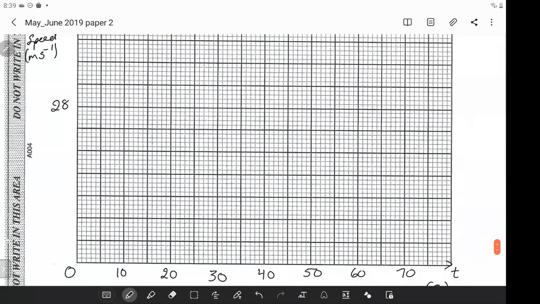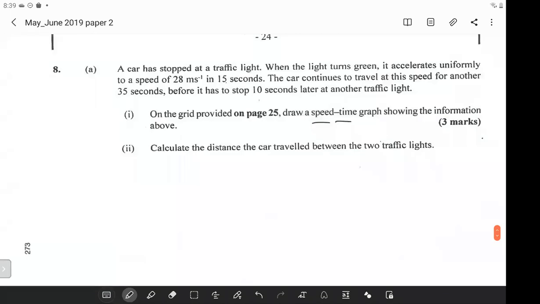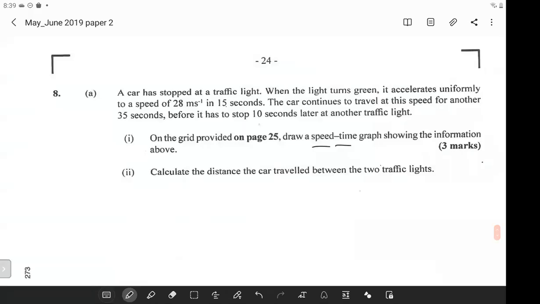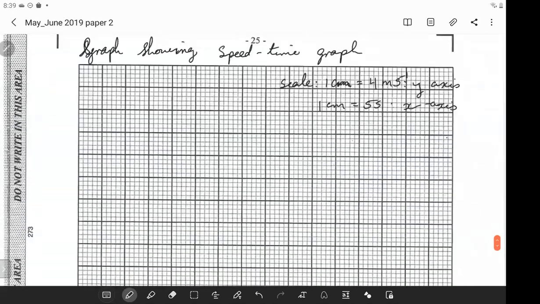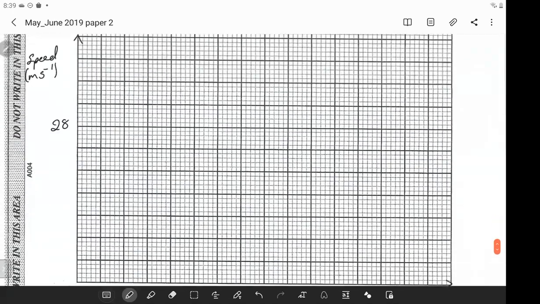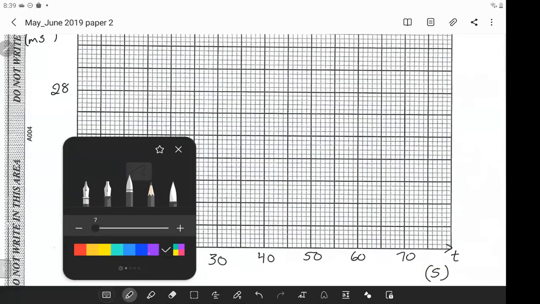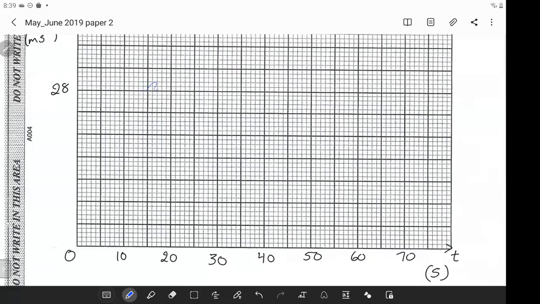So what we have, the first one: it took 15 seconds to reach the top speed, and we accelerated uniformly. So that means we have constant acceleration. So the point (15, 28) is here. So let's use a different color. Let's use blue. So that's right here.